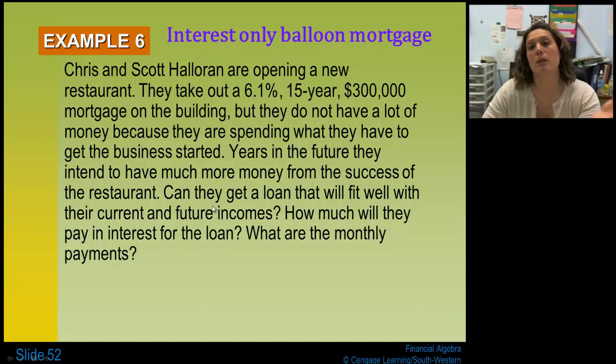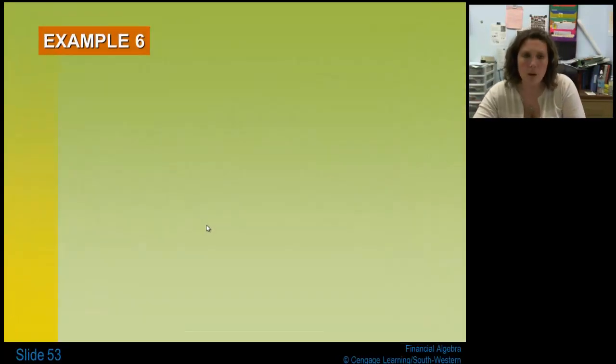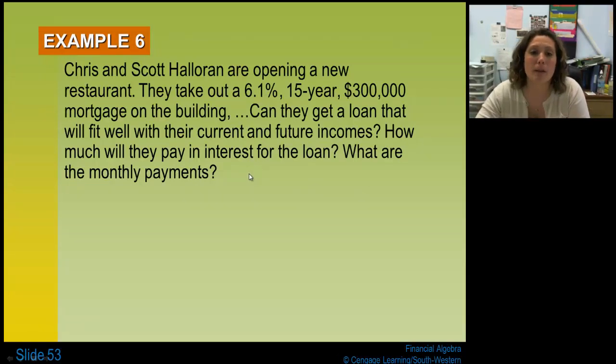So in this one, again, we're going to do an interest-only balloon, because they don't have that money right now because they're investing it into the restaurant. So paying the interest only right now will work. Now, if the restaurant doesn't work, this is going to blow up big in their face. But right now, we're going to play the it's going to work game. So they're paying the interest only, and then towards the end of the life of the loan, they should have that leftover money to pay that big lump sum that they're going to need to come up with. So we need the monthly mortgage payment.